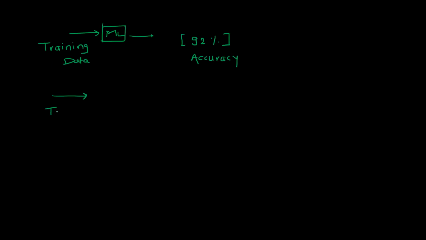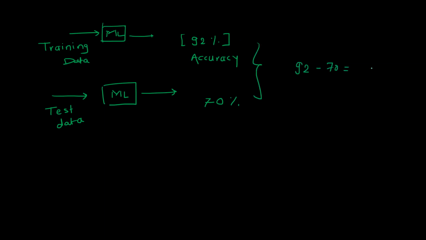And when we test the same model on the test data set, suppose we get an accuracy of 70%. There is a lot of gap between this 92% and 70% accuracy, around a 22% gap. So we can say that the model which performed well on the training data set is not performing well on the testing data set. Performance is getting down here.